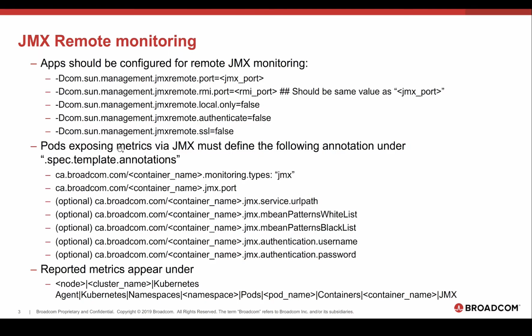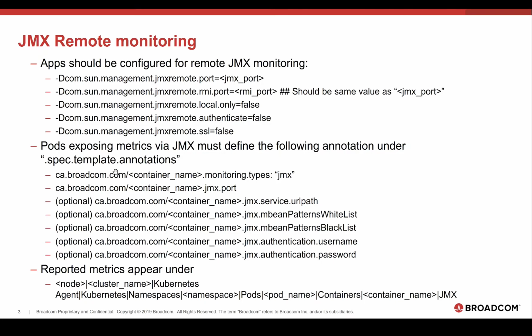For UMA to report JMX metrics in APM, we need to configure the app. First, the JVM should be started with these system properties. These properties enable remote monitoring of JMX metrics using clients like JConsole.